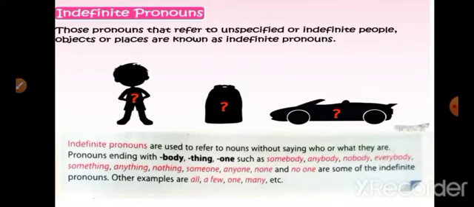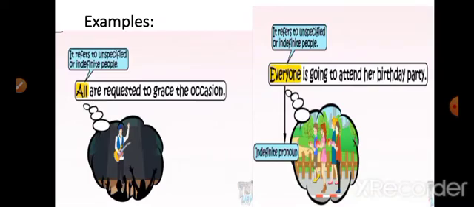Indefinite pronoun. Indefinite pronouns are used to refer to nouns without saying who or what they are. Pronouns ending with body, thing, one, such as somebody, anybody, nobody, everybody, something, anything, nothing, someone, anyone, none, and no one are some of the indefinite pronouns. Those pronouns that refer to unspecified or indefinite people, objects, or places are known as indefinite pronouns.